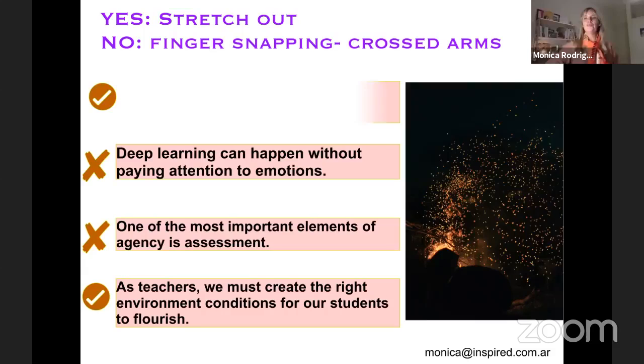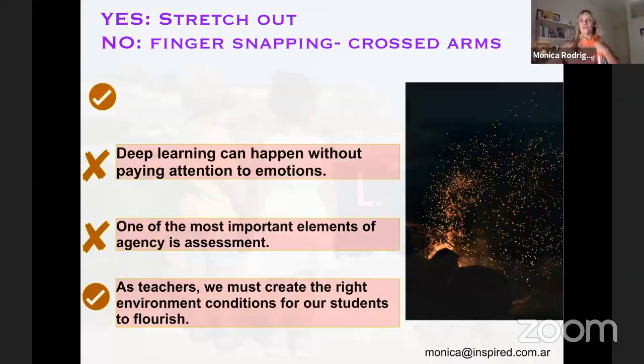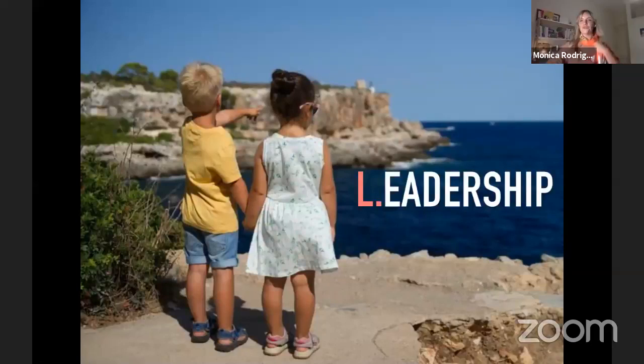Move into our first L of leadership. Yes, our students are leaders. We are leaders as teachers, okay? If we understand leadership as this agency to change things, as this ownership over learning, this ownership of ideas and knowledge and learning, okay? So leadership, I would like to share with you one of the examples of very young leadership that I have discovered during the last years.